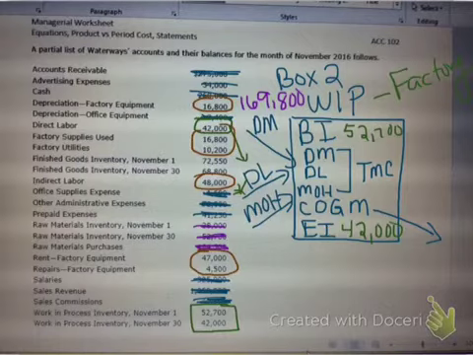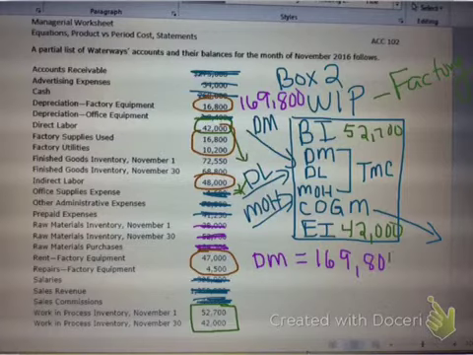So what I am looking at with all of this is that my direct material is going to be equal to $169,800.